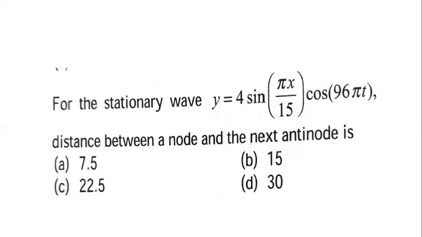For the stationary wave, this question is based on the concept of stationary waves. y is equal to 4 sin(pi x by 15) cos(96 pi t). Distance between a node and the next antinode.